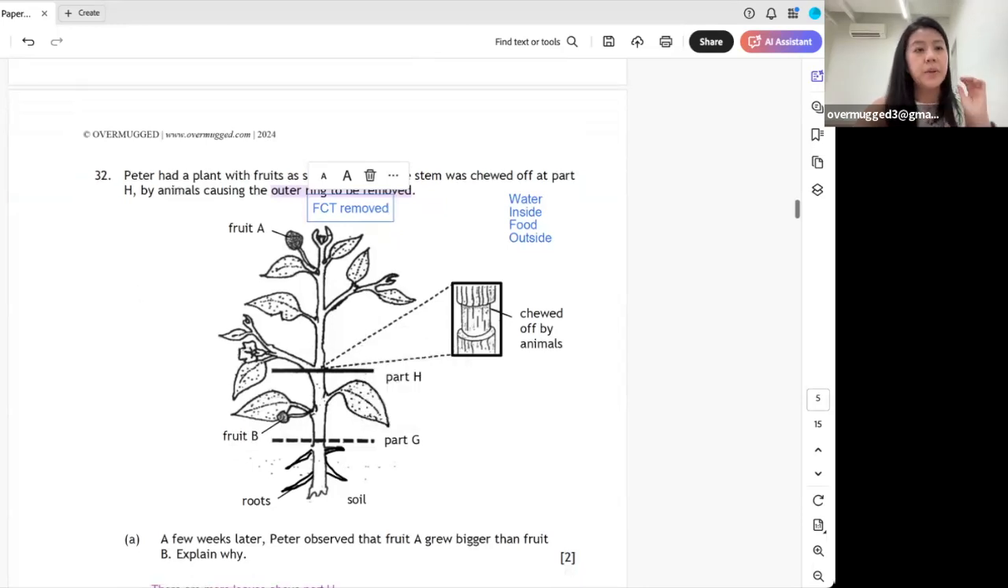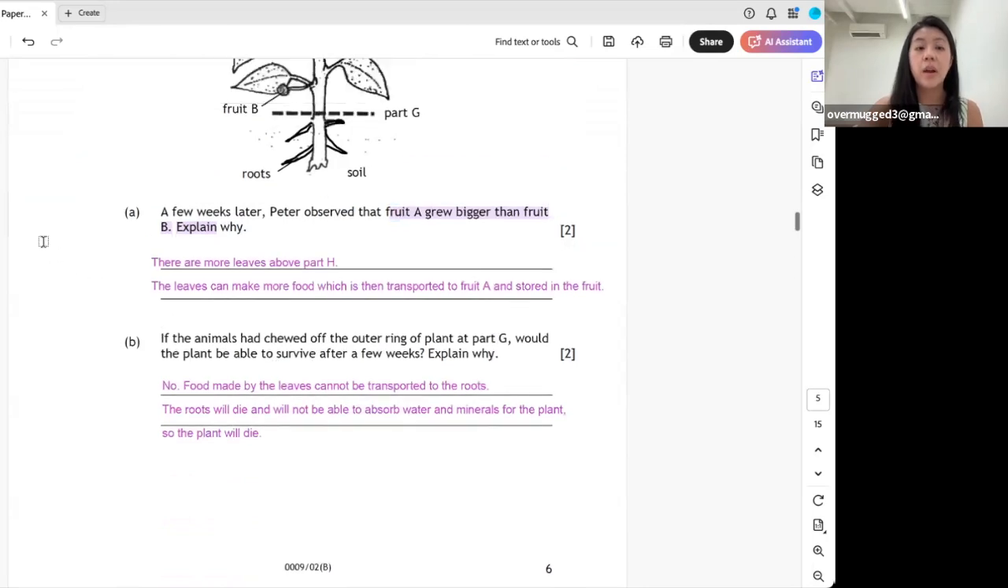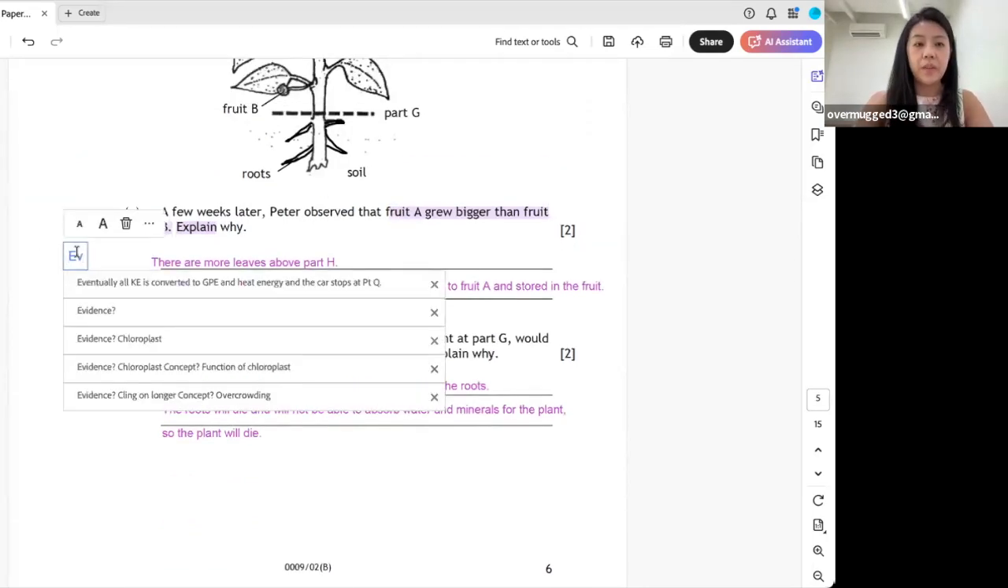So a few weeks later, Peter observed that fruit A grew bigger than fruit B. Explain. Okay, now before I get to the explanation, take note of some things. The word bigger is a comparative. You are looking at 2 fruits. You're comparing 2 fruits. So in your answer, make sure you have your comparatives in it. Okay, next thing I need you to take note of is your evidence and concept as per the explained questions that we've been doing so far.